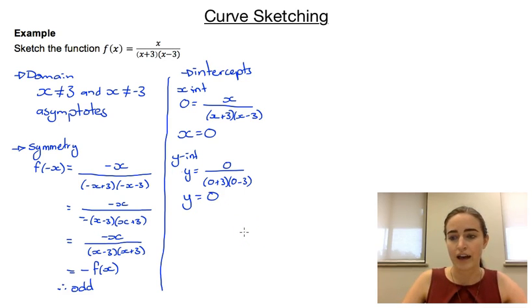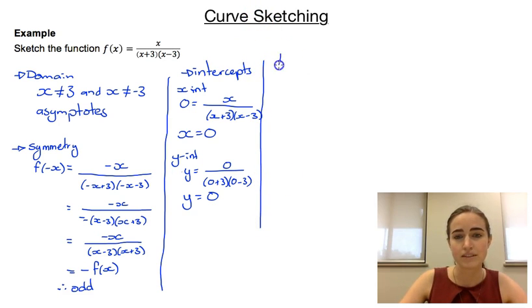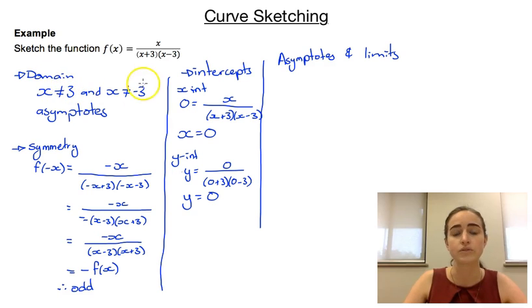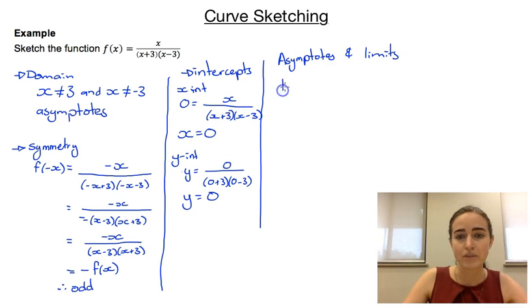What do we want to look at then? We can look at our asymptotes and limits. So we've already figured out that we have two asymptotes, one at x equals 3 and one at x equals minus 3. But let's have a look at the limits as to what's happening to the function as x gets really, really big, either in the positive or the negative direction. So let's find the limit as x approaches infinity of our function.